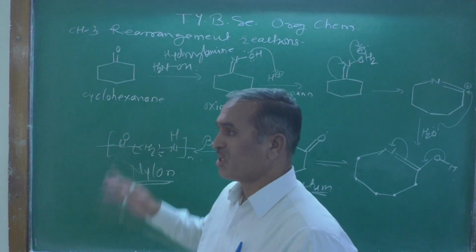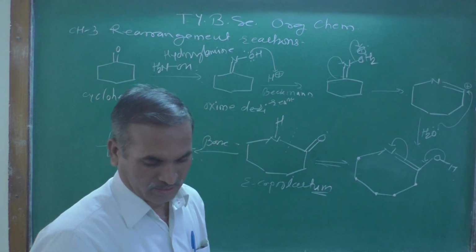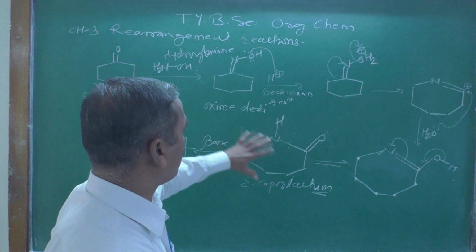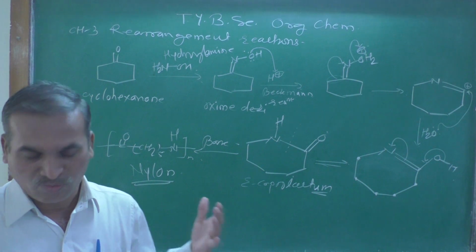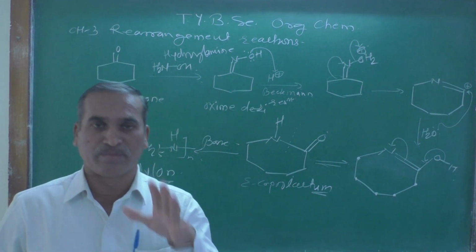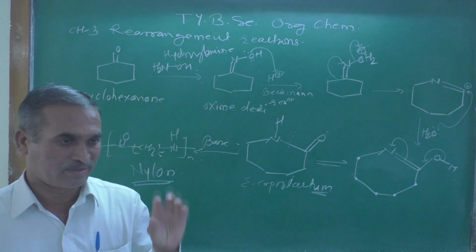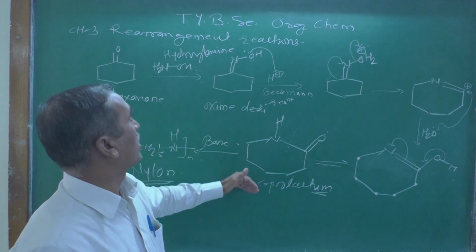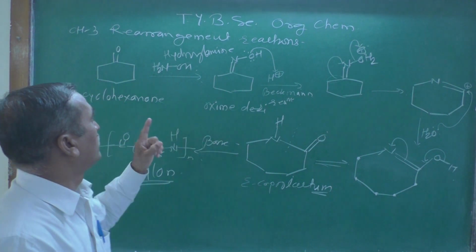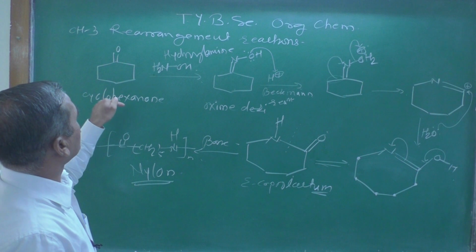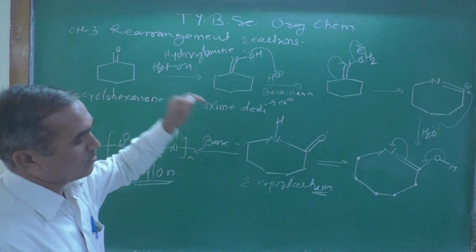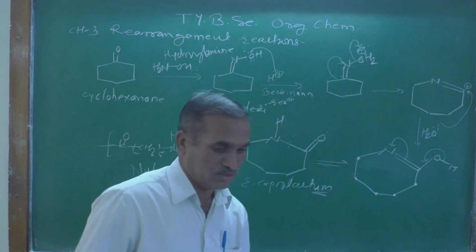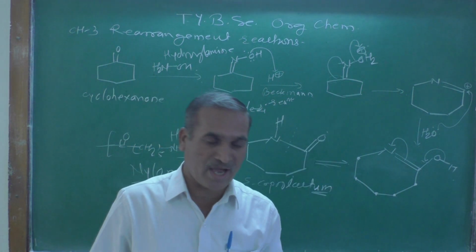So this is one of the industrial applications. We have already seen this reaction, but this is an additional part we have discussed here: why caprolactam is useful, because this caprolactam can be prepared by using the starting material like this. And which reaction, and who discovered this reaction?